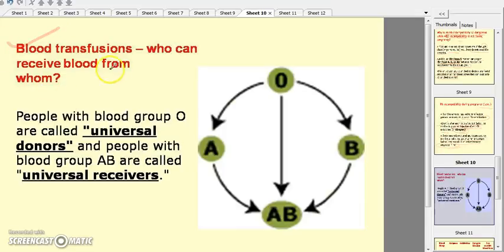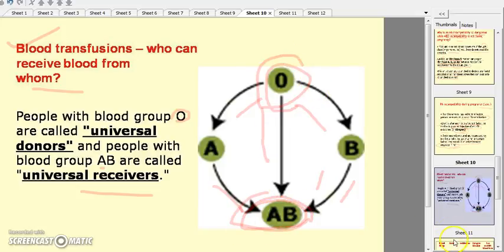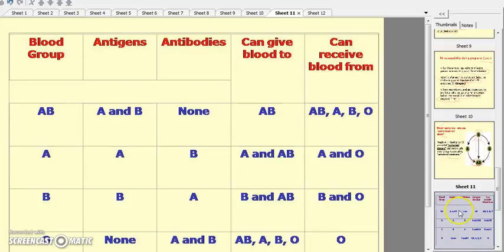Blood transfusion: who can receive blood from whom? The universal blood group O is regarded as the universal donor, and AB as the universal recipient. So O can give blood to all the groups, and AB can receive from all of them. So AB is a universal recipient, and O is regarded as a universal donor.